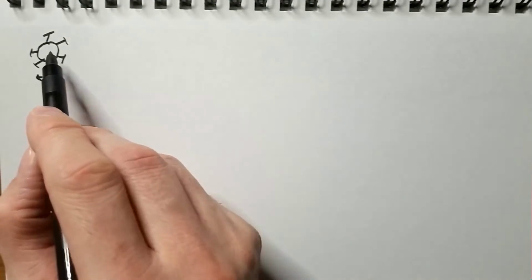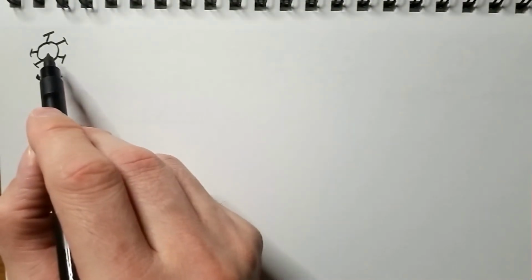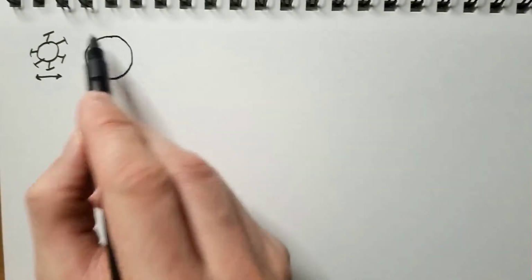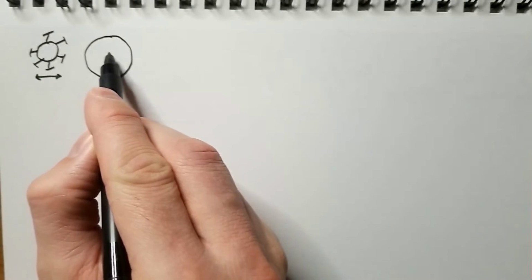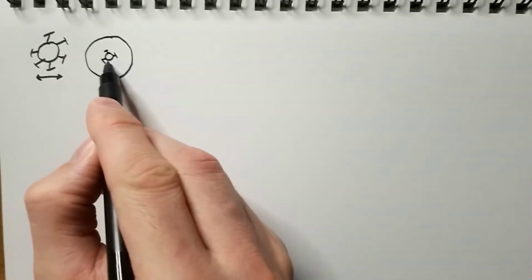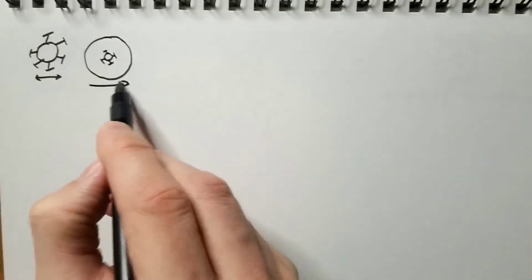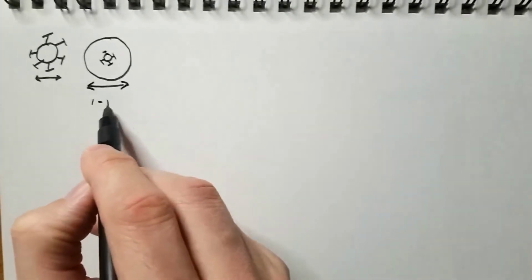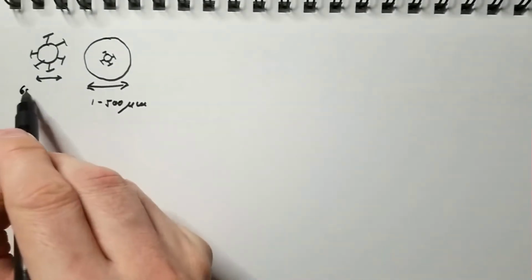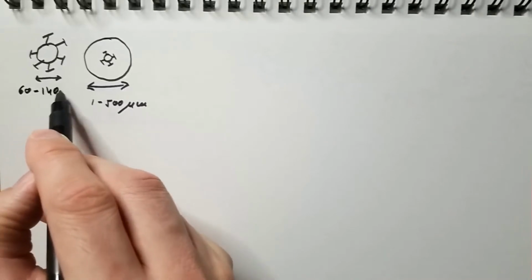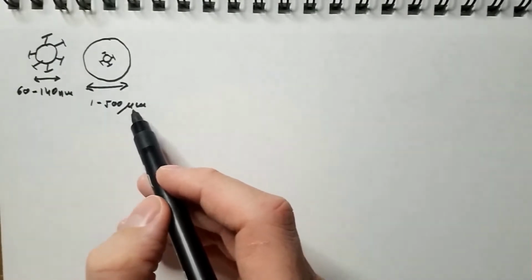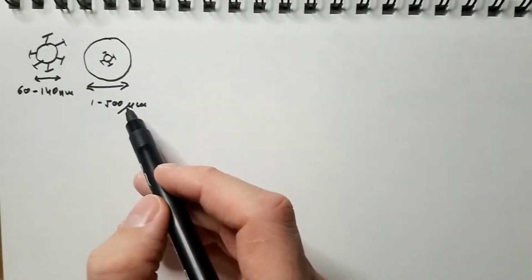However, as I said in the introduction, the virus is not transmitted in this pure form, but it is rather immersed in a droplet of saliva. So the droplet is like that, and then there is virus inside. And the diameter of this droplet is between 1 and 500 micrometers. And this, I said, 60 to 140 nanometers. A micrometer is 10 to the power of -6 meters, which is a million times smaller than a meter.